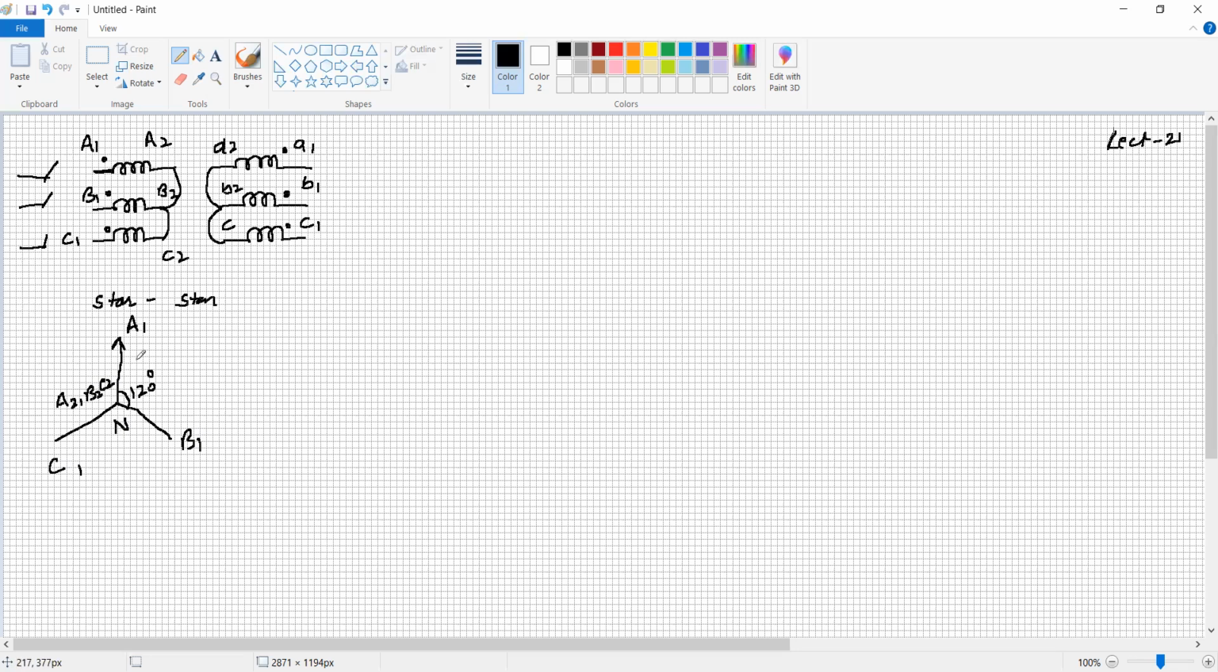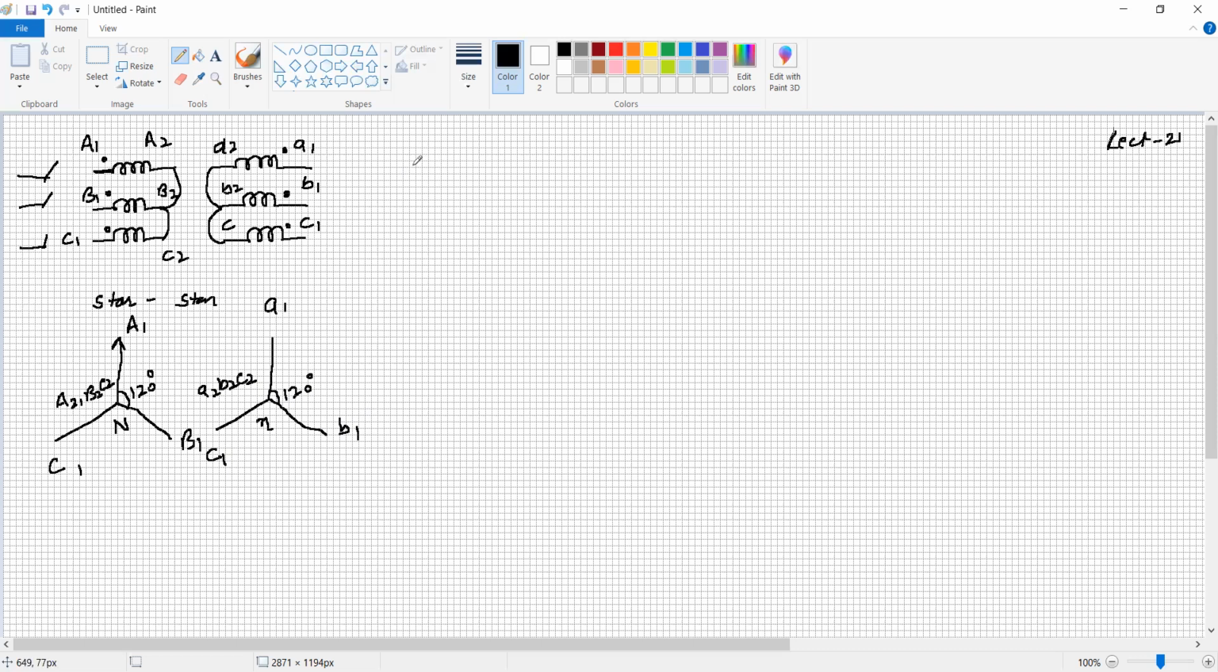Similarly, under this condition, in parallel and in the same direction, the secondary terminal of phase A is A1, in phase with B1 and C1, and the neutral point is A2, B2, C2. It is represented by a small m, and again it is 120 degrees. So this is the valid connection.